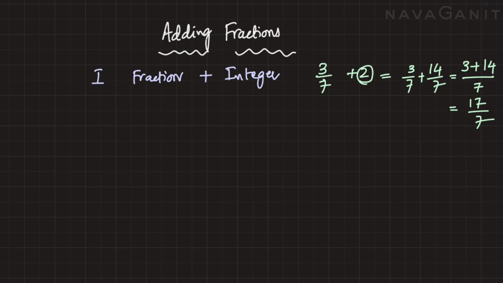Say I have to add 4 by 9 and say 0. So the result would be simply 4 by 9, because we know that whenever we add 0, the value does not change.